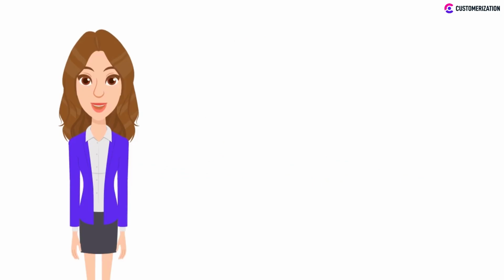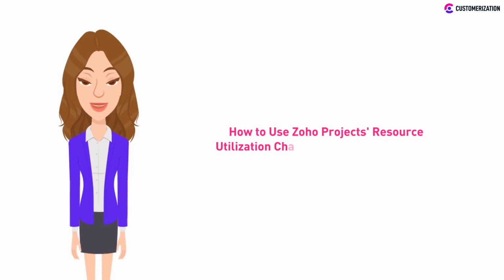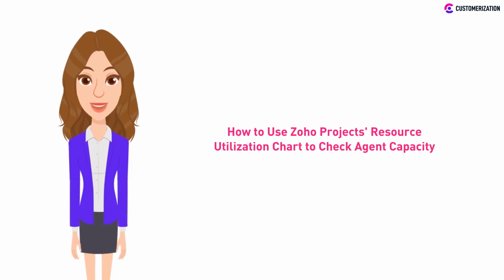Nobody wants to accidentally assign one too many tasks to an agent. That would be bad for productivity. If you agree, then you need to watch this video on how to use Zoho Project's resource utilization chart.